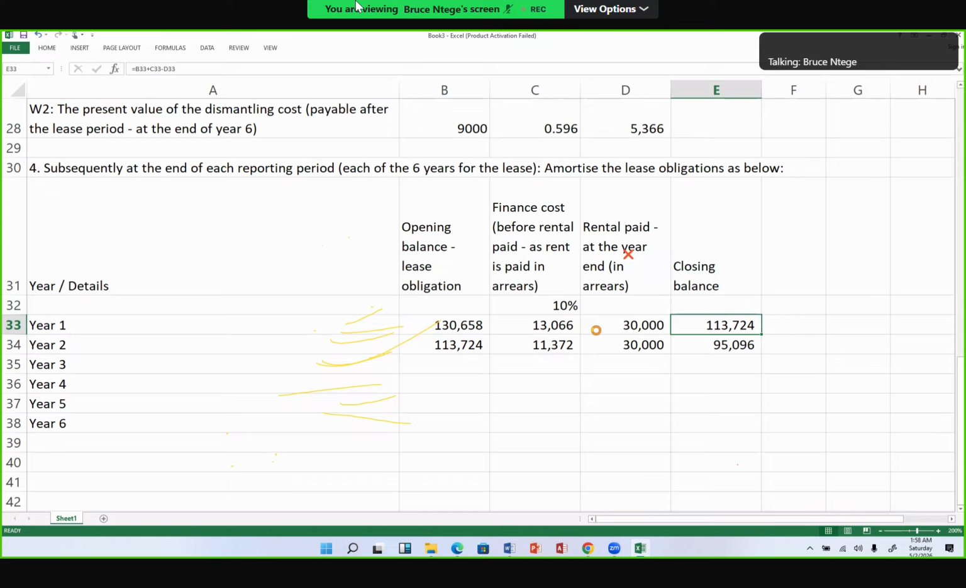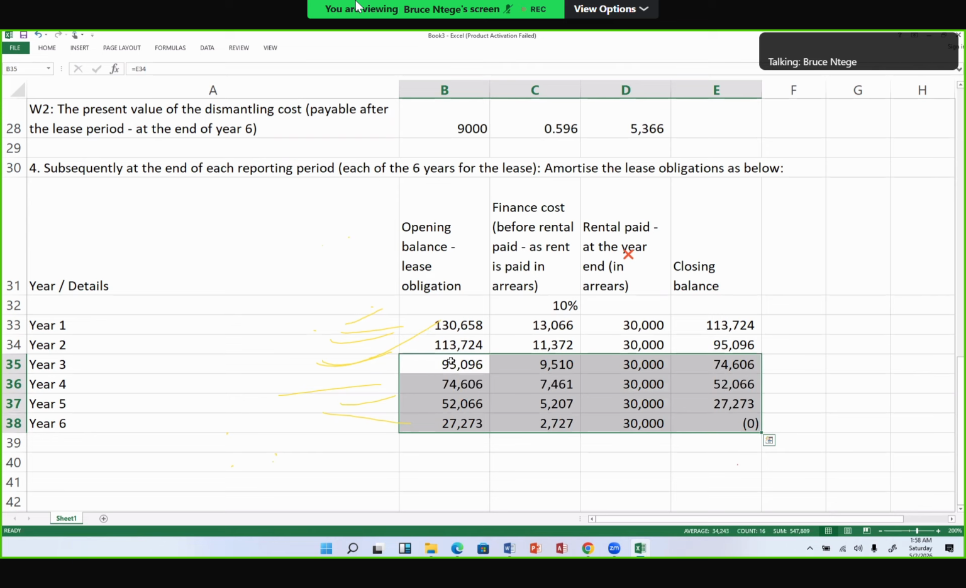in arrears. Okay, so let me just copy this and take this to the other years so that I'm able to spread it across. Okay, so you realize that at the end of it all, you have amortized this to a closing balance of 0 at the end of year 6, the 6 years. Because every year you're opening with the closing balance of the prior year, and every year you're computing the finance cost of that year, and the figure that's standard is the rent you pay, because they're paying rent of 30,000 every year. So that story will run on and on and on until you get it to 0.